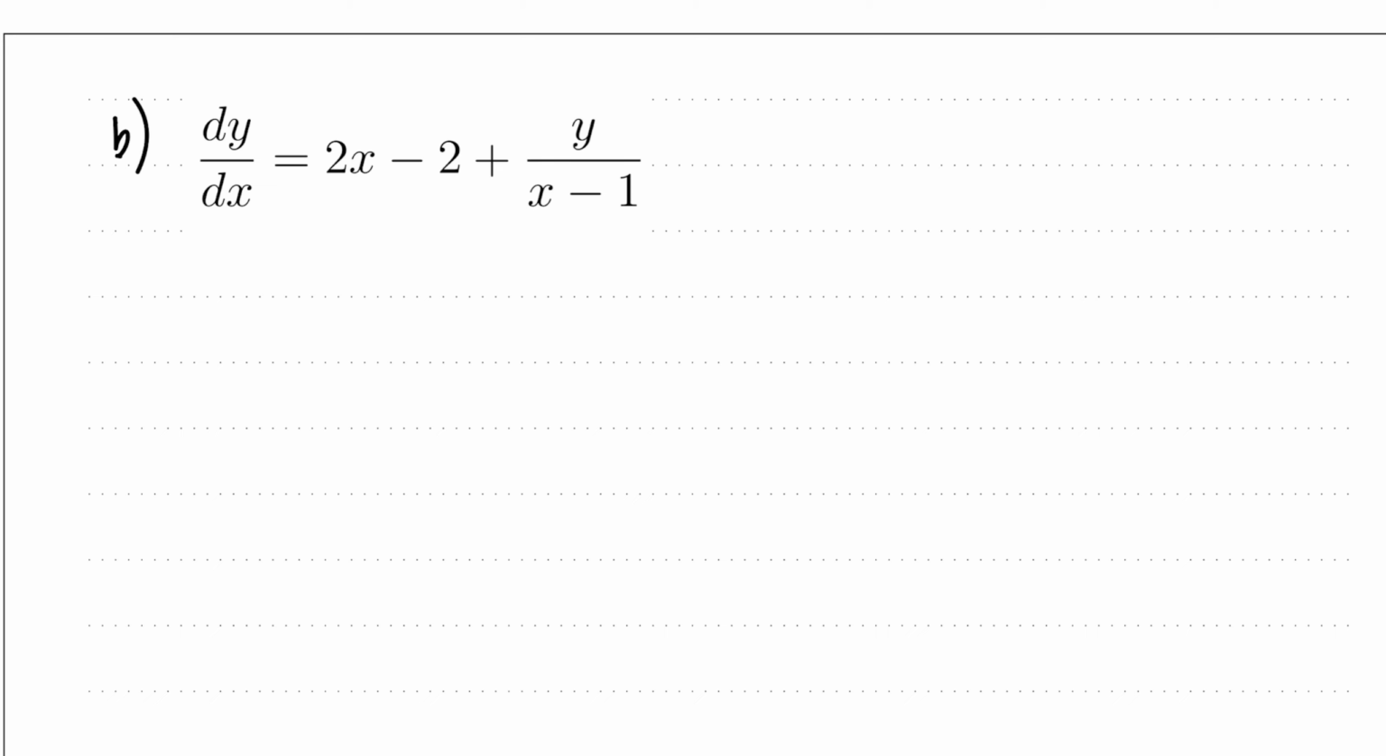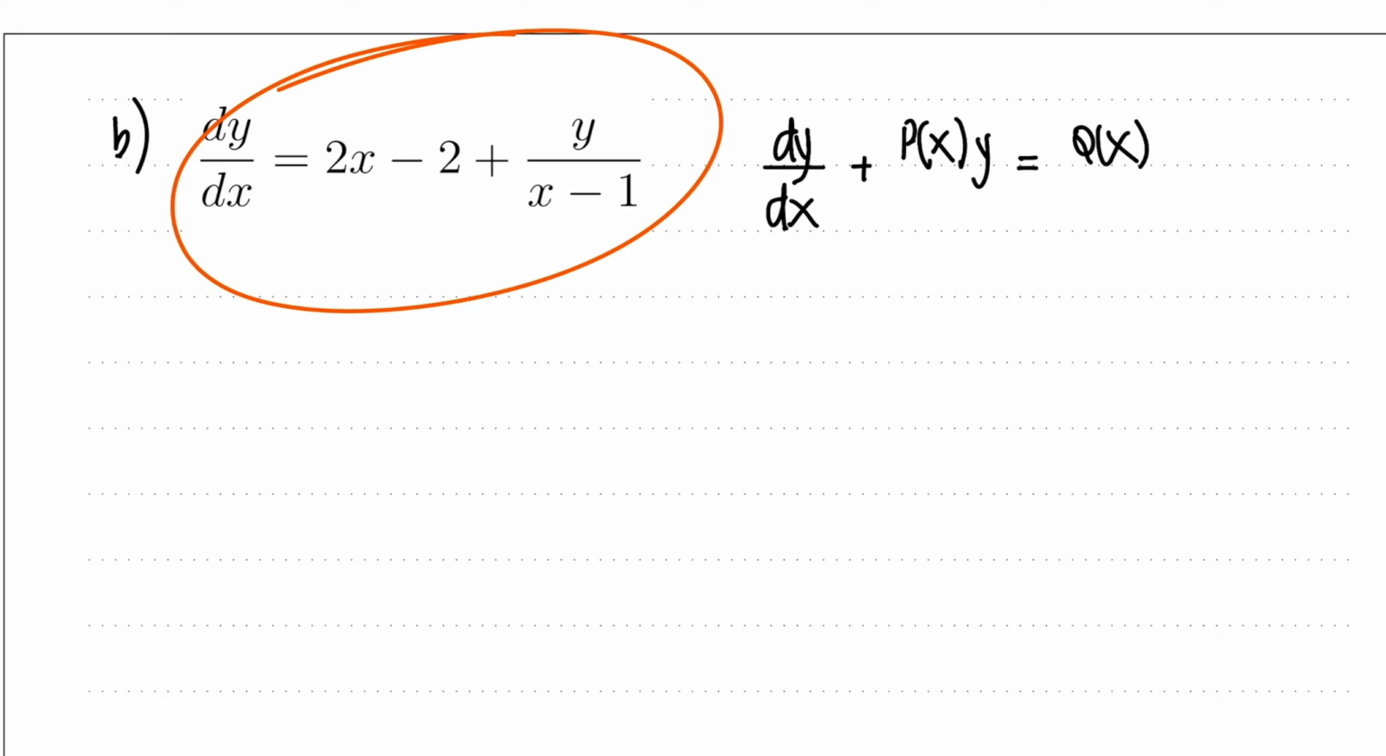If you thought about this as not a homogeneous one and not as a separable one, but as one that has an integrating factor, which means a linear one, then you are correct. Let's do that. The overall form of a linear differential equation is the following: dy/dx plus p of x times y equals q of x. And we can already see that this differential equation is not in that form. So let's make it so. We have dy/dx minus 1 over x minus 1 times y equals 2x minus 2.